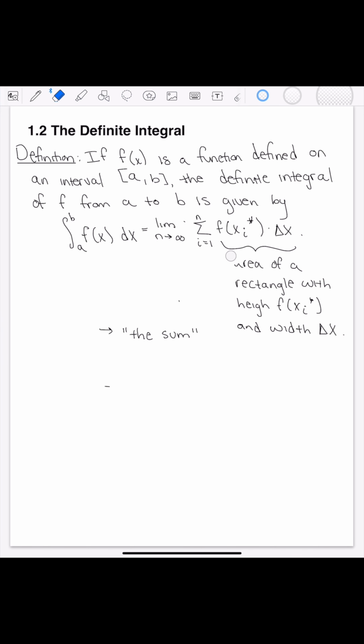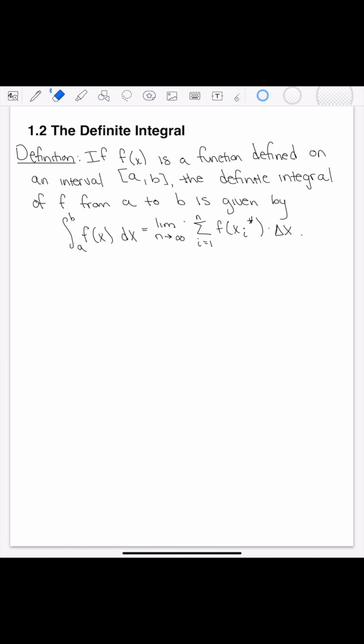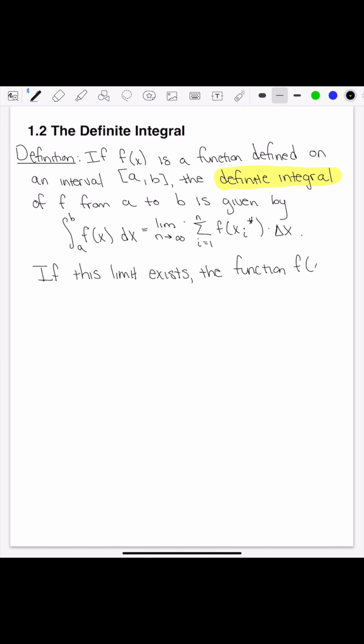Okie dokie. So let's keep going. There's a couple of vocabulary words that I've used that I haven't explicitly defined, so that's what we're going to do. So we define the definite integral, and if this limit exists, the function f of x is said to be an integrable function.